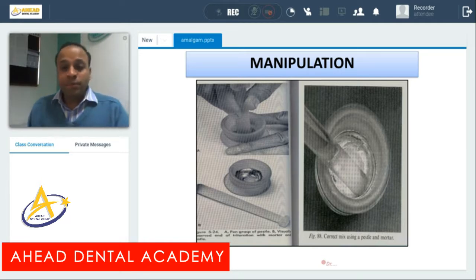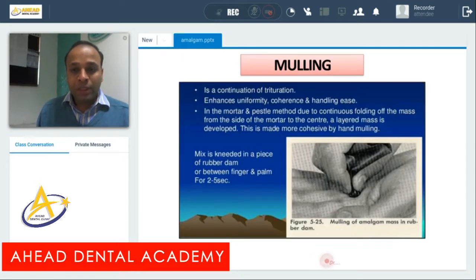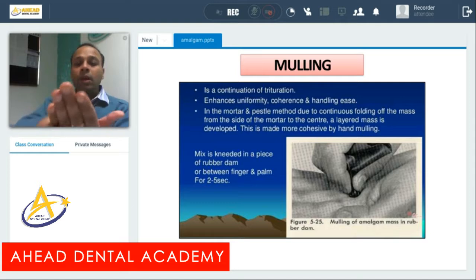Now let's discuss the manipulation of dental amalgam. There are two ways of manipulation, either by mechanical means, that is by mortar and pestle, or by the amalgamator. In the mortar and pestle, we take the alloy, put in mercury and mix it with the help of the pestle. After mixing, we take the mass and put it in a glove finger in our hand, and by working it with the thumb, we make it a more homogeneous consistency.